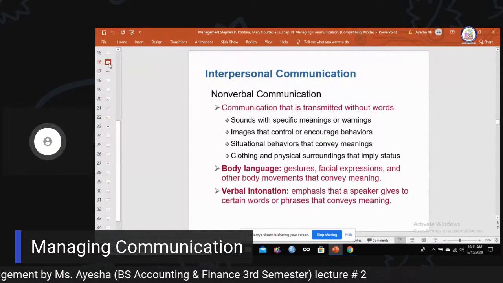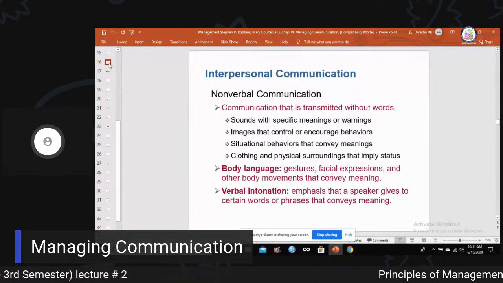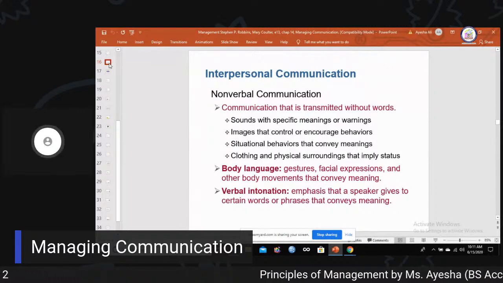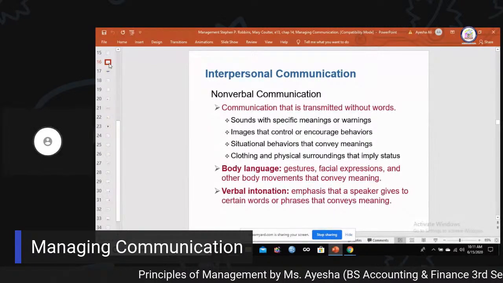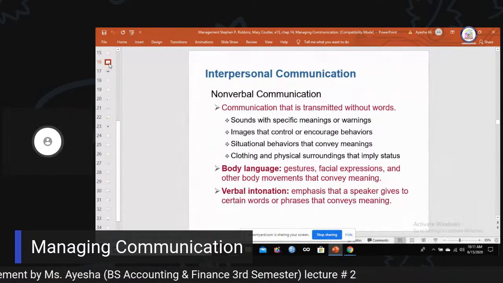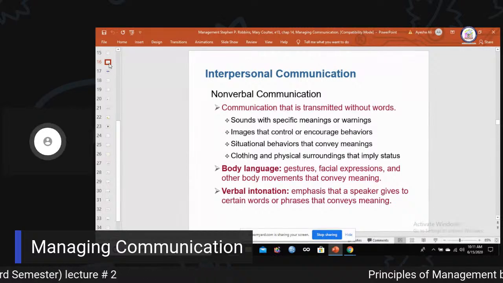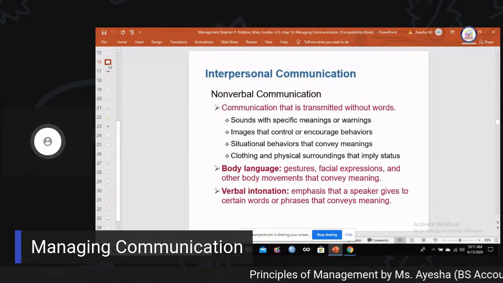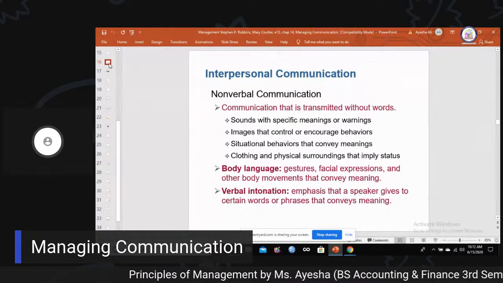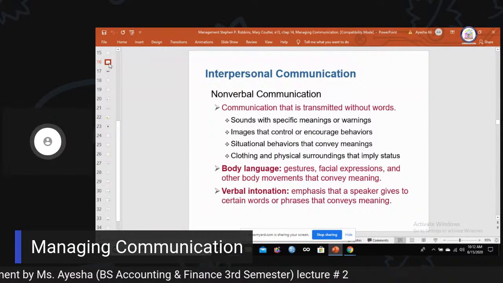Clothing also conveys the message. For example, if an individual wears a school uniform, we get the message that he or she must be going to school. And if the person is in office clothes, we get the message that he is working in some organization. The color, the fabric, the size of the person's clothes, all are giving us a message about the personality of the individual.